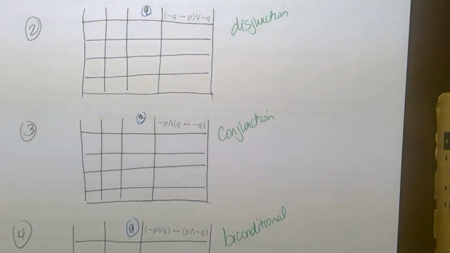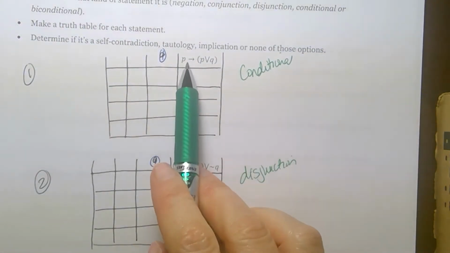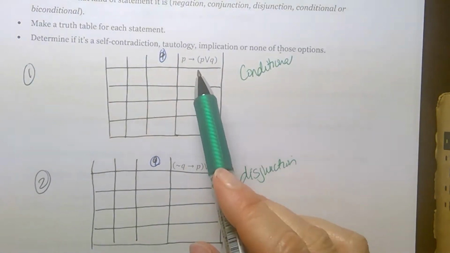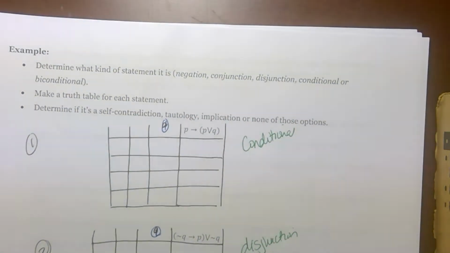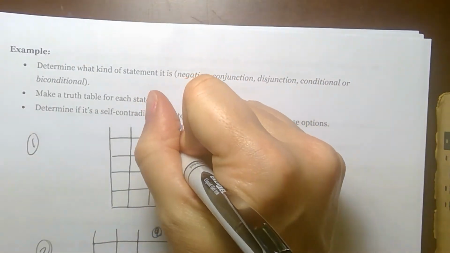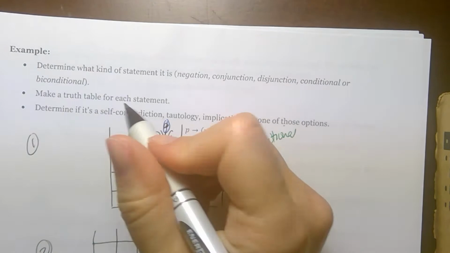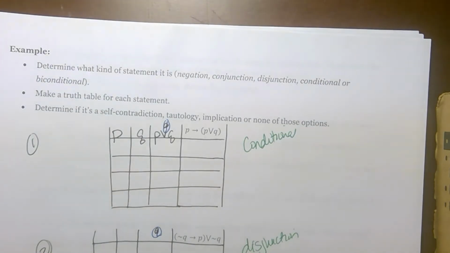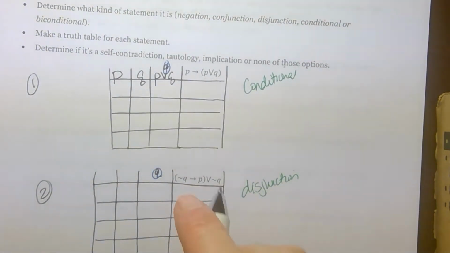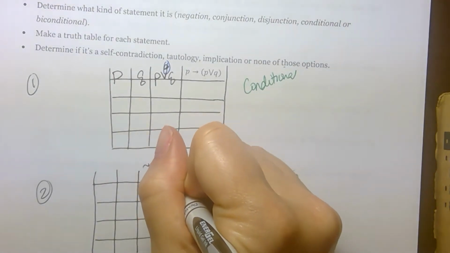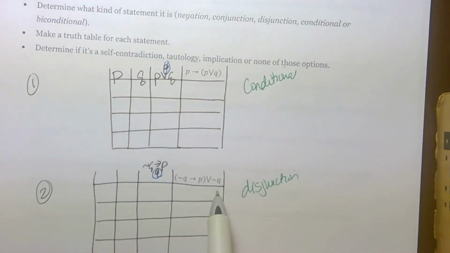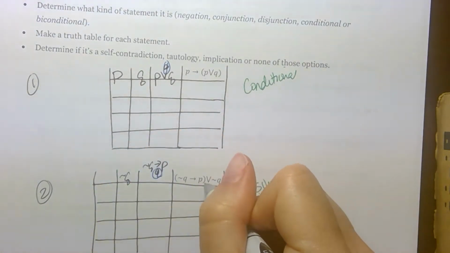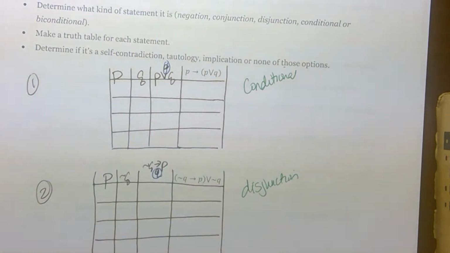All right, we can't answer whether it's a self-contradiction, tautology, implication, or none until we have our truth value for that final column. So let's see what columns we need to fill in. For number 1, I need to know P or Q, because that's what's in parentheses, and I need P. And to get P or Q, I'm going to also need Q. For the next one, I need this that's in parentheses, so I will need not Q, if not Q, then P. And I need to combine that with not Q. To know all of this, the other column I also need is P.